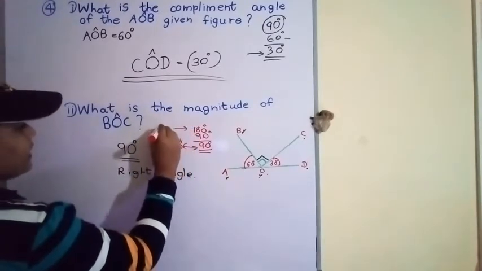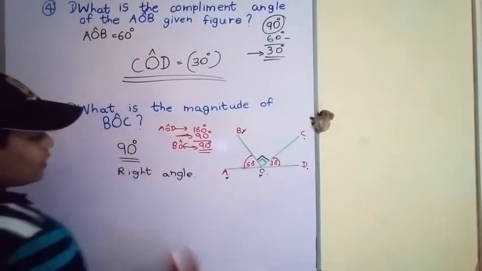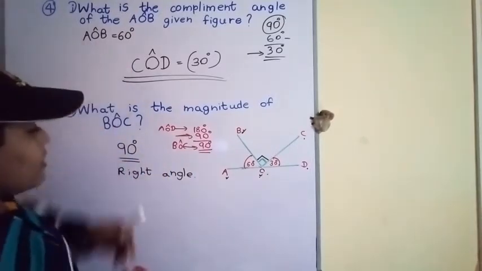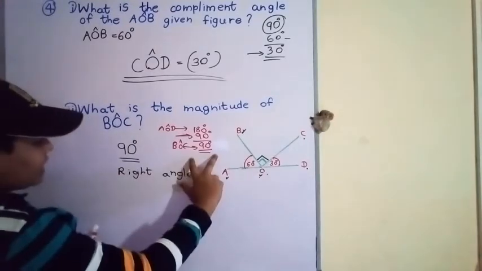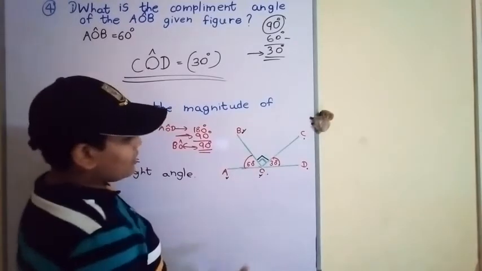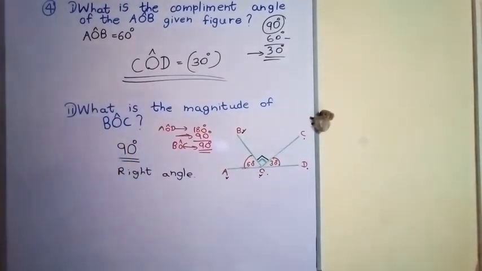This one is AOD. This one is AOB and COD, two pairs. This AOB, COD. Now you have the 90 degrees. Now that is the magnitude. That is method also clear. Now there I have the symbol right angle. Now that is the answer.